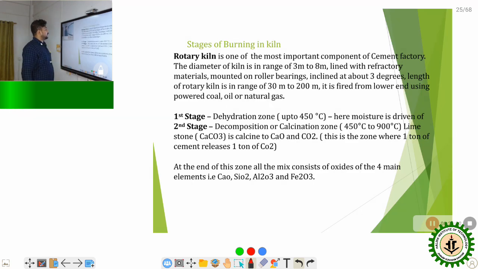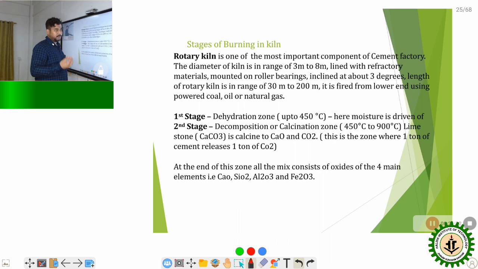These are the stages of burning in the rotary kiln, first stage, second stage. It's a broad form, but I already explained how cement is manufactured. In the broad form, the rotary kiln is one of the most important components of a cement factory. The diameter is in the range of 3 to 8 meters, lined with refractory.